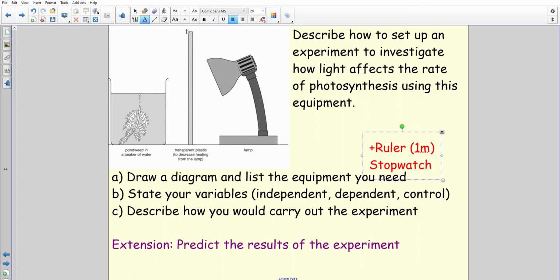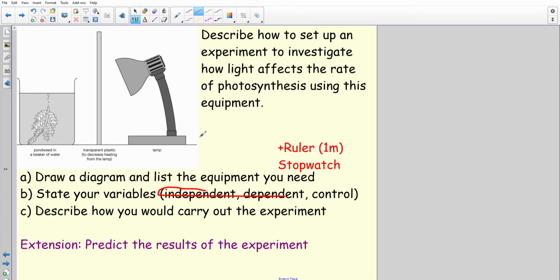So we've got our independent variable. Our independent variable is going to be the distance of the lamp. Our dependent variable is going to be the number of bubbles in 1 minute, or even better, our independent variable is the light intensity, which we change by moving the lamp further away. Our dependent variable is the rate of photosynthesis, which we measure by counting the number of bubbles.